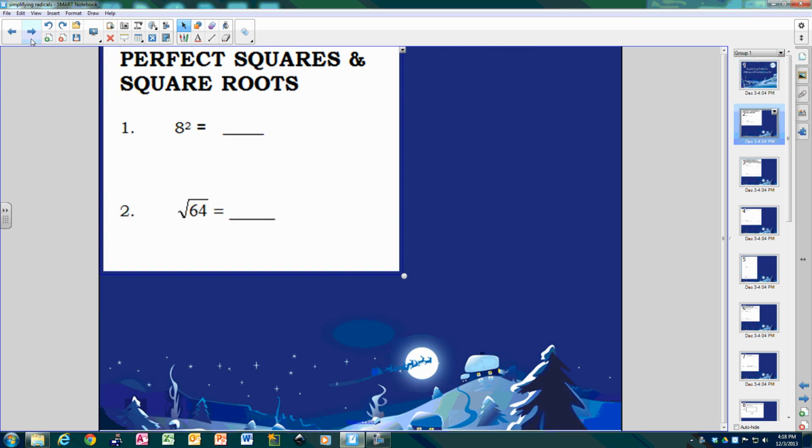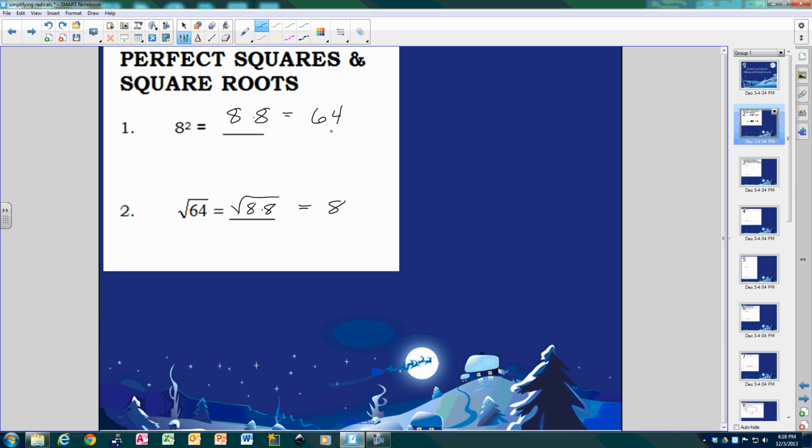Okay, so perfect squares and square roots. These things are opposites of each other. So 8 squared really just means 8 times 8, which is really 64. And the square root of 64 means what two numbers will multiply together to give you 64. Well, obviously we have 8 times 8. Since I have two 8s, that's why it's called a perfect square and a square root. It's because that means there are two of them. So the square root of 64 is 8.